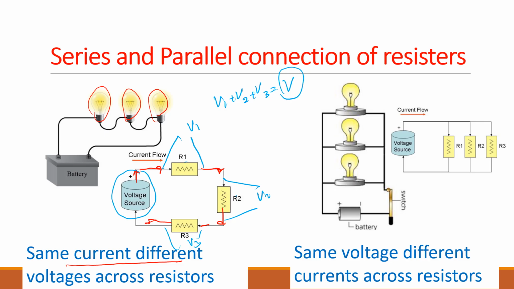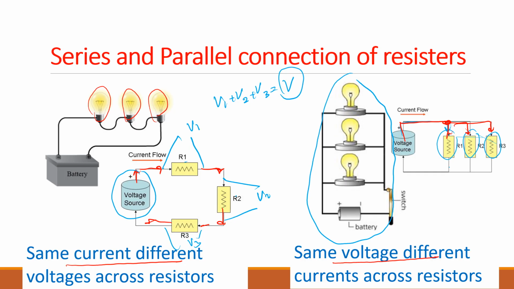Now let's look at the parallel connection of resistors. Here you can see the parallel connection of resistors. In this case, the voltage across the 3 resistors is the same, but the current is splitting. When the current comes to this point, it is split between the 3 resistors. So in a parallel connection of resistors, we have the same voltage across the resistors, but we have different currents.